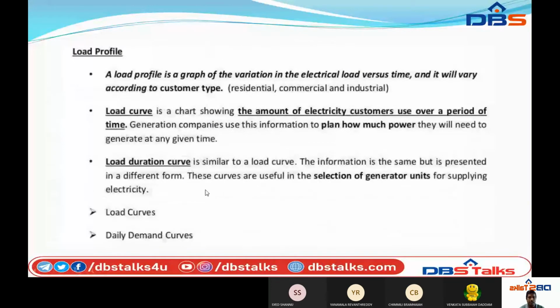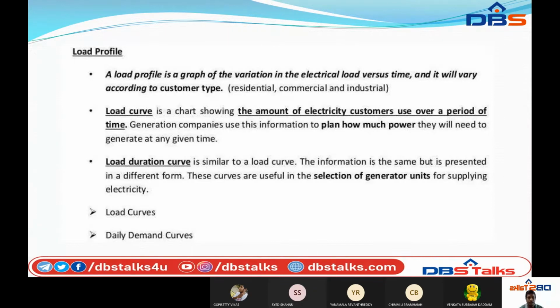Next, load profiles. A load profile is a graph of the variation in the electric load versus time. We draw the graph with time on the horizontal axis and load on the vertical axis. Horizontal is time in hours, vertical is load, the maximum demand or power requirement. It is based on residential, commercial or industrial use. A load curve is a chart showing the amount of electricity customers use over a period of time.